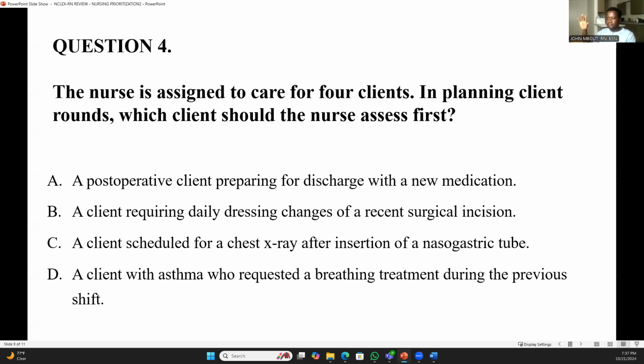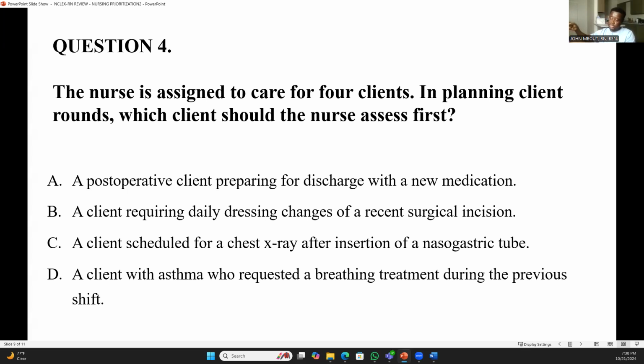That is out. A client requiring daily dressing changes of a recent surgical incision. Just dressing, the patient needs dressing. There's nothing much here. It's a recent surgical incision, yes. It's not a post-op condition less than 12 hours. We eliminate. A client scheduled for a chest x-ray after insertion of nasogastric tube. Yes, a chest x-ray. Let's keep it and we move next.